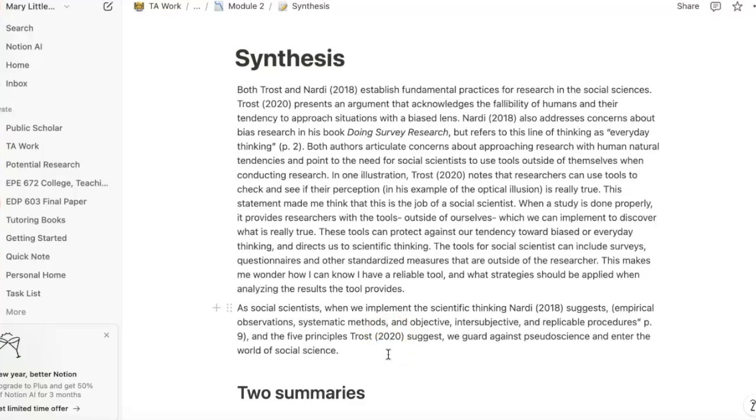Trost presents an argument that acknowledges the fallibility of humans and their tendency to approach situations with a biased lens. Nardi also addressed concerns about biased research in his book, Doing Survey Research, but refers to this line of thinking as everyday thinking. Both authors articulate concerns about approaching research with human natural tendencies and point to the need for social scientists to use tools outside of themselves when conducting research.